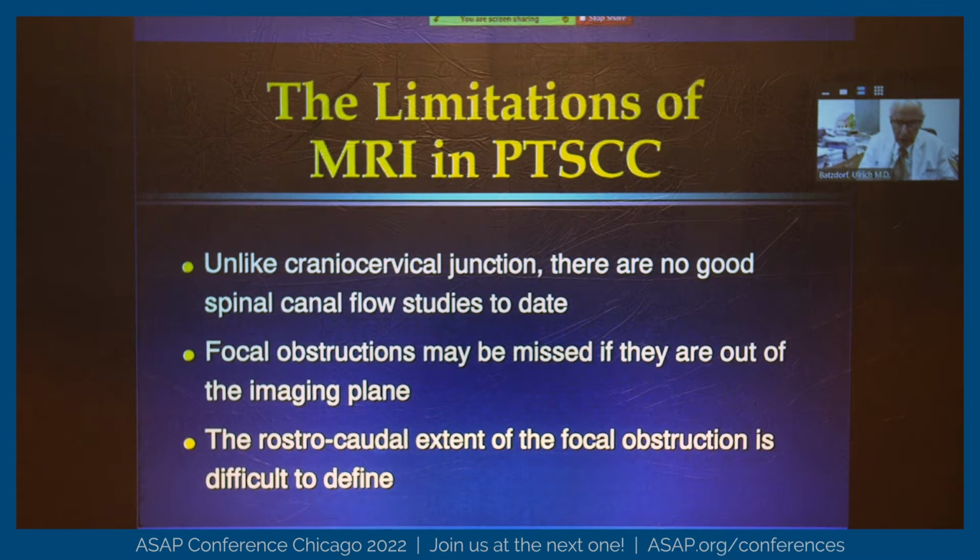And MR scanning, although very useful, in the brain we have certain techniques today that show us flow obstructions, but they're not available for the spine for various reasons. And so an obstruction may be missed on MR scanning if the cuts are not in the imaging in the plane of the scar itself. And again, the full rostrocaudal extent of the focal obstruction may, for that reason, be difficult to define because it may be out of the plane of any one cut on the MR scan.